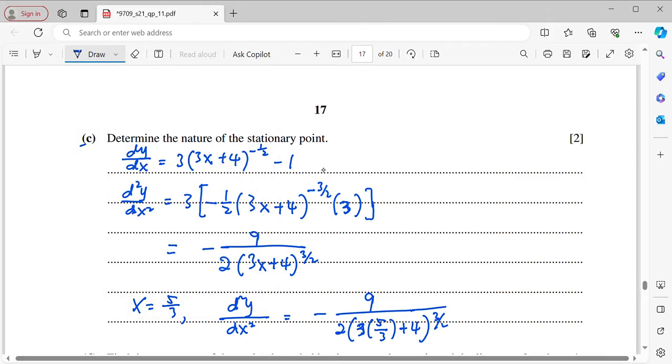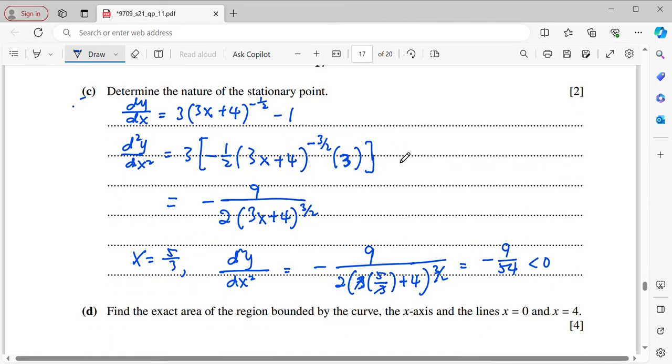Okay, then from here, when you simplify, the 3 and 1/3 cancel off. So at last, you will be getting negative 9 over 54, which is less than 0. So when it is less than 0, this means it is a maximum point. Okay, so you will just write here 5 over 3 and then 13 over 3 is a maximum point. Okay, so that's the nature of the stationary point.